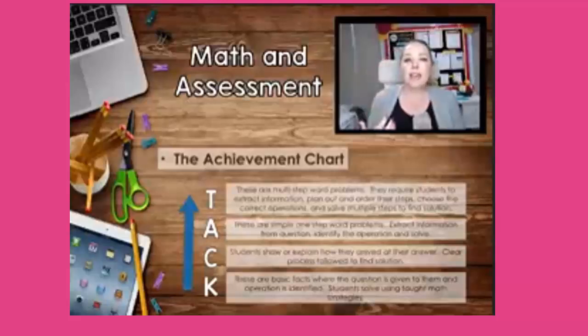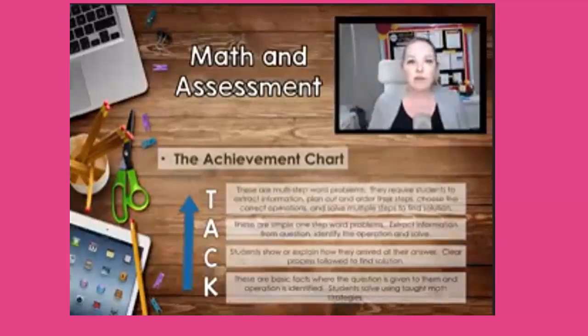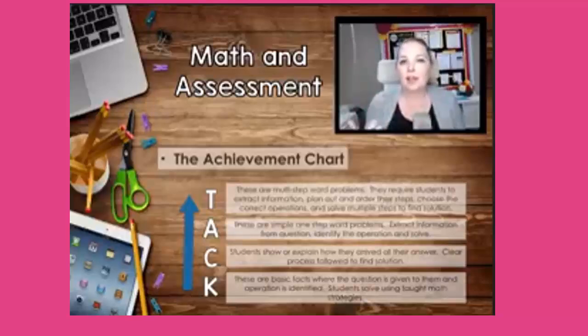So when we're looking at the TAC, I do recognize that the acronym TAC is out of order from what we're typically used to seeing for the levels of achievement. I look at it from a bottom-up approach. Simplest is on the bottom, and then going up to the more complicated thinking questions. However, the TAC acronym is really easy for me to remember all of the different levels of the achievement chart, so that's why I use it.